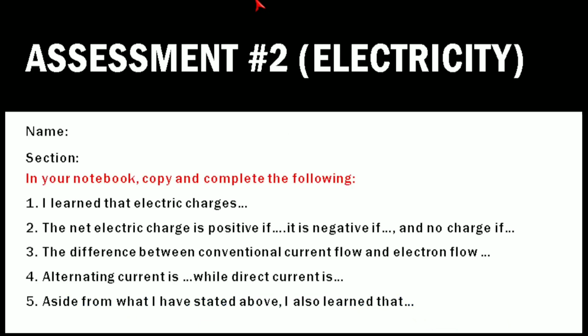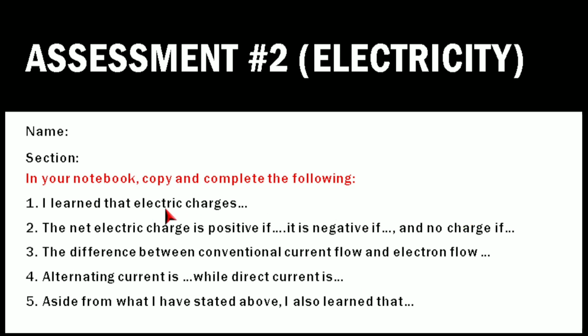Okay, so after that, for your assessment number 2, the title is Electricity. When you send your work, it should be in this format. Write first the assessment number 2, Electricity, the title of the assessment. And then after that, write your name and section. Then read the direction in your notebook, copy, and complete the following. From number 1 to number 5, copy everything and then complete the phrases.